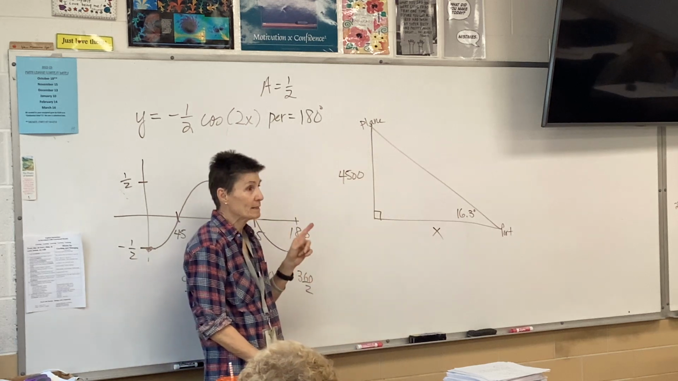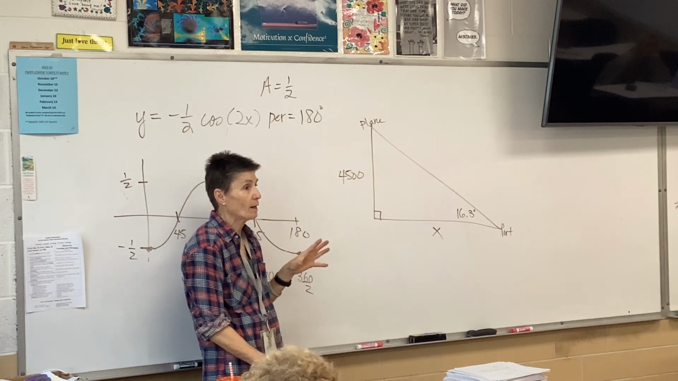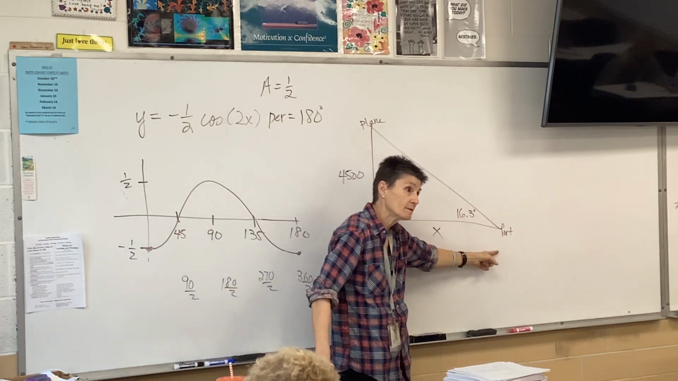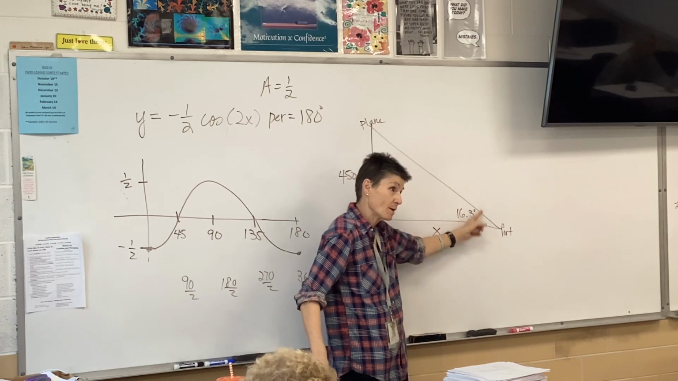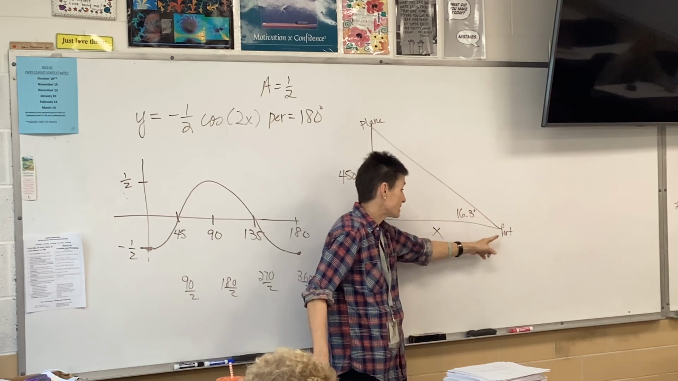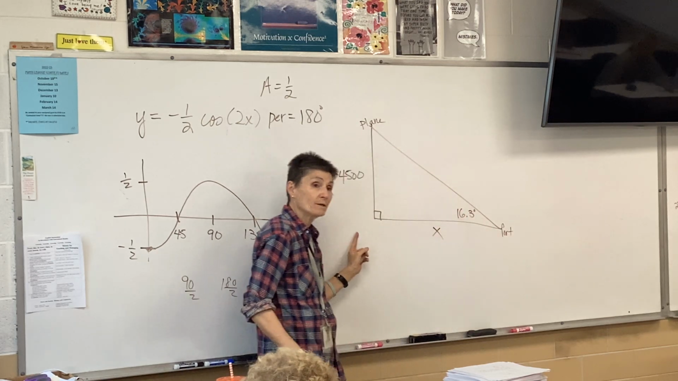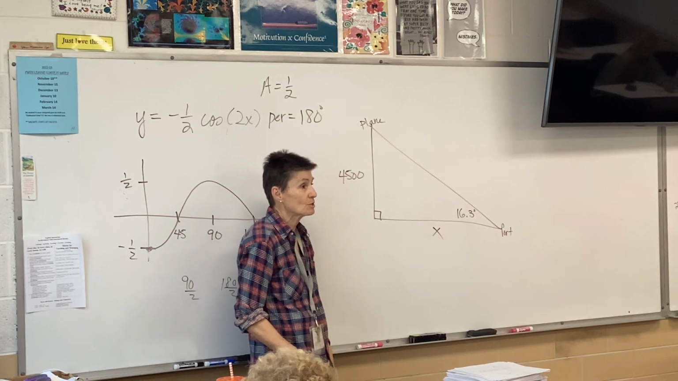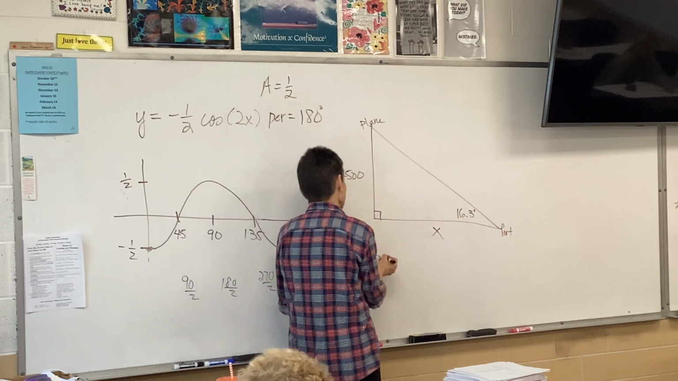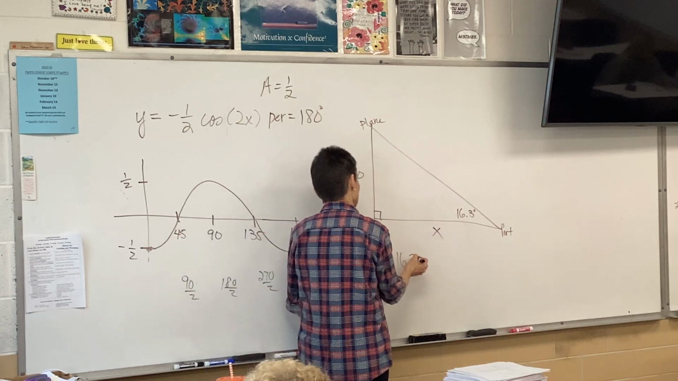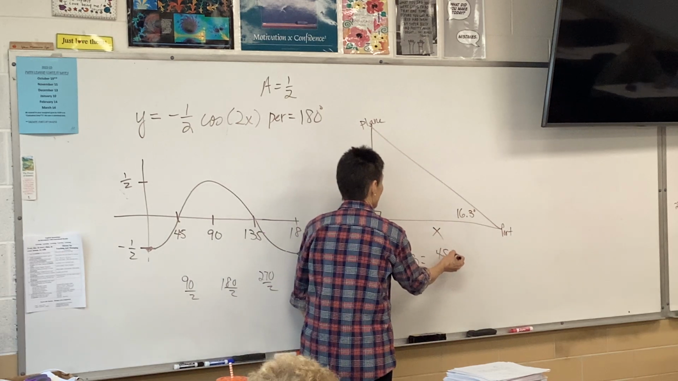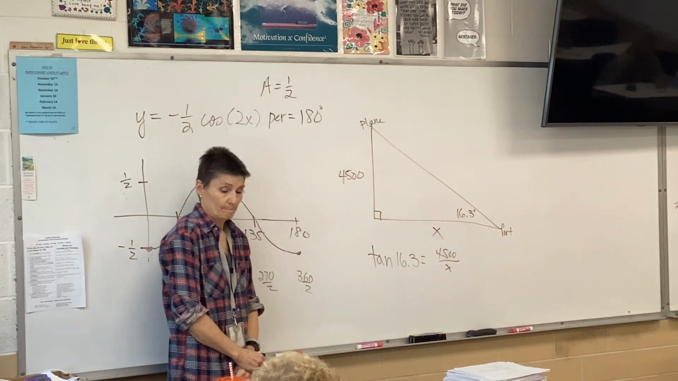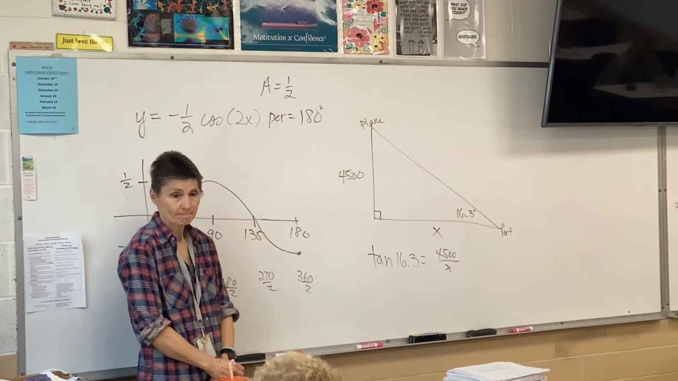Now, last time we did this problem, the question was, how far is the plane from the airport? That would be this, right? This is how far is the airport from the point directly beneath the airplane. All right, sine, cosine, or tangent. Tan 16.3 equals 4,500 over X. How do I solve this?